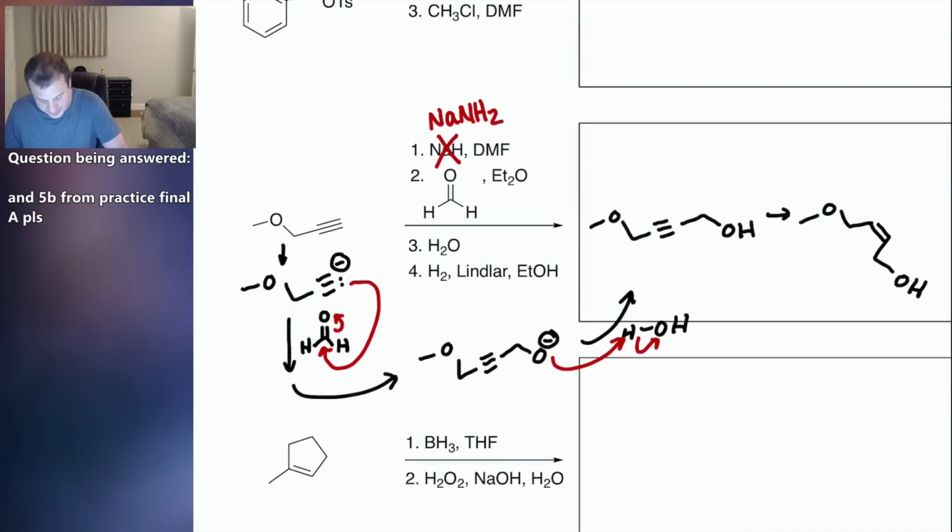And so we deprotonate the alkyne to give the acetylide anion. That adds to formaldehyde to give the following new carbon-carbon bond, and then that O- gets protonated by workup to give the alcohol alkyne, and then H2 Lindlar reduces that alkyne to the cis alkene.